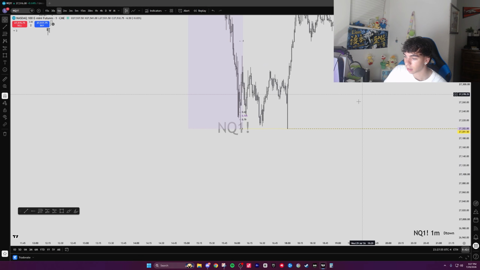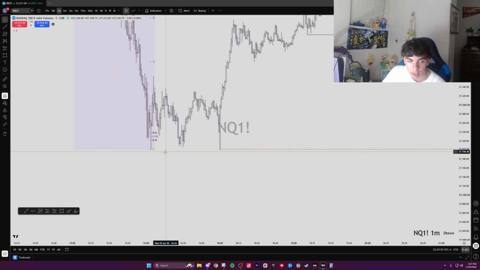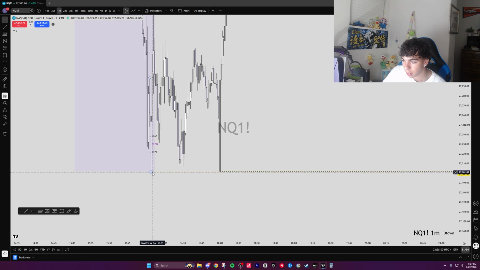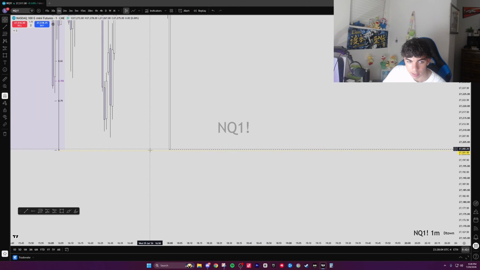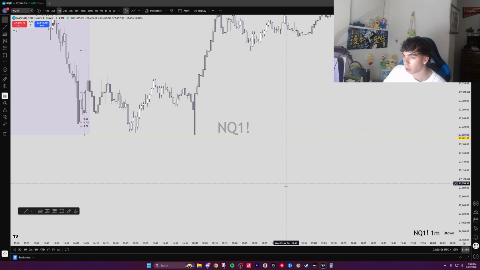New day open. Look at this. New day open. Look at this drawn liquidity. We have basically equal lows, and the new day open does not have a wick. Do you guys see this wick? So that's a really strong drawn liquidity for me.